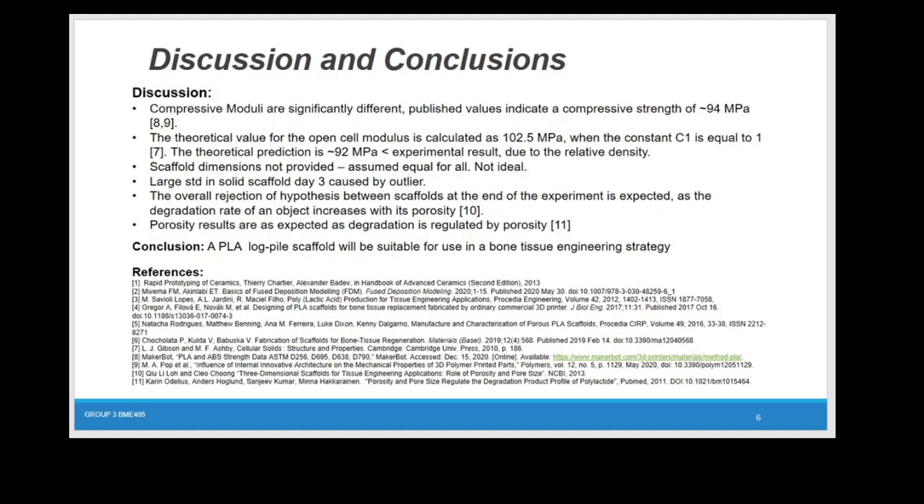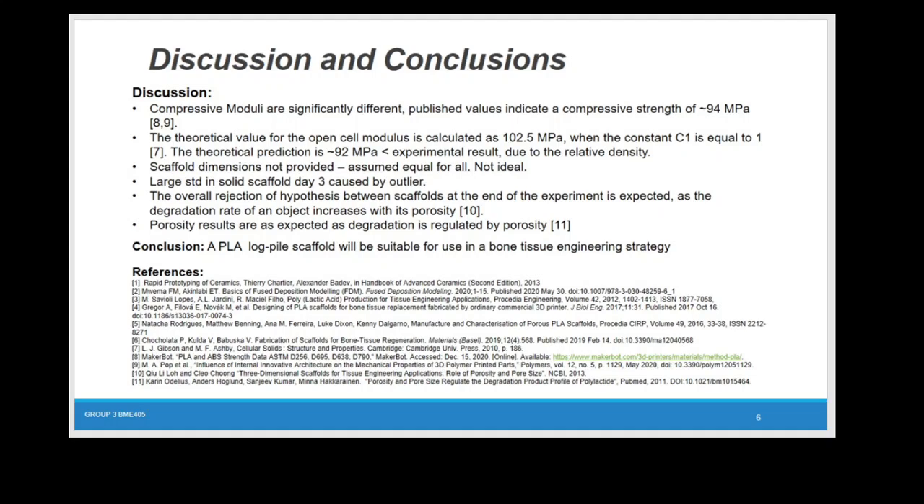Degradation assumptions: we noted that the degradation rates at day 3 have a large standard deviation due to an outlier which degraded much less than the others by day 3, but by day 7 was more uniform with the others. This would have affected the mean degradation rate, which could account for the difference in statistical significance between day 3 measurements in a log pile scaffold and those in solid scaffold, and the statistical difference between day 7 measurements in the log pile scaffold and those in solid scaffold.